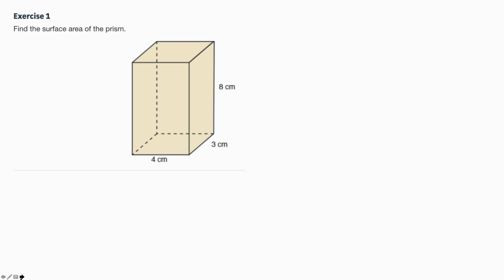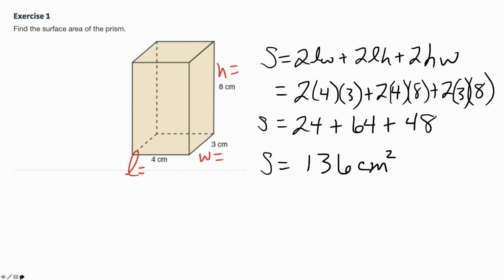So, number one, find the surface area of the prism. I label the length, width, and height, and then I use the formula for surface area. I plug in the numbers and I get my answer.